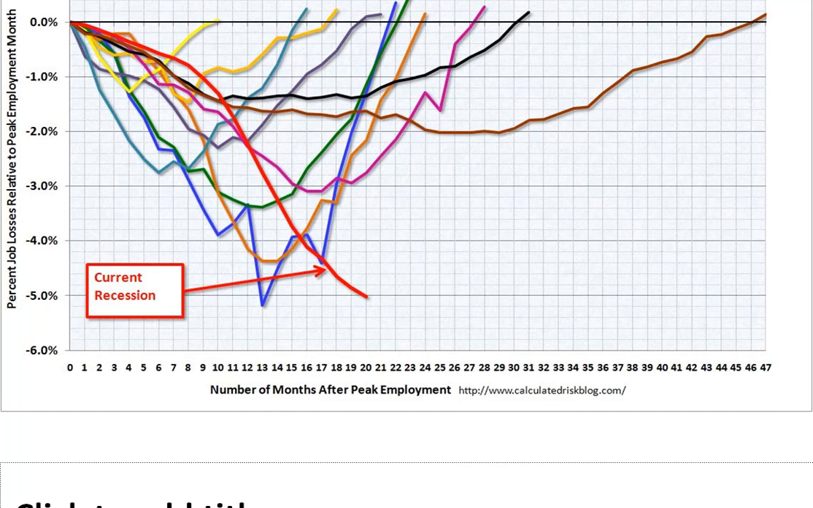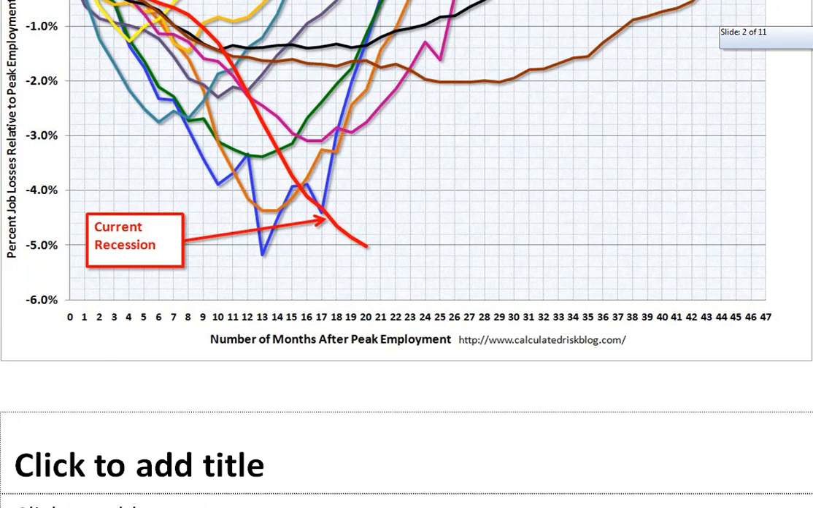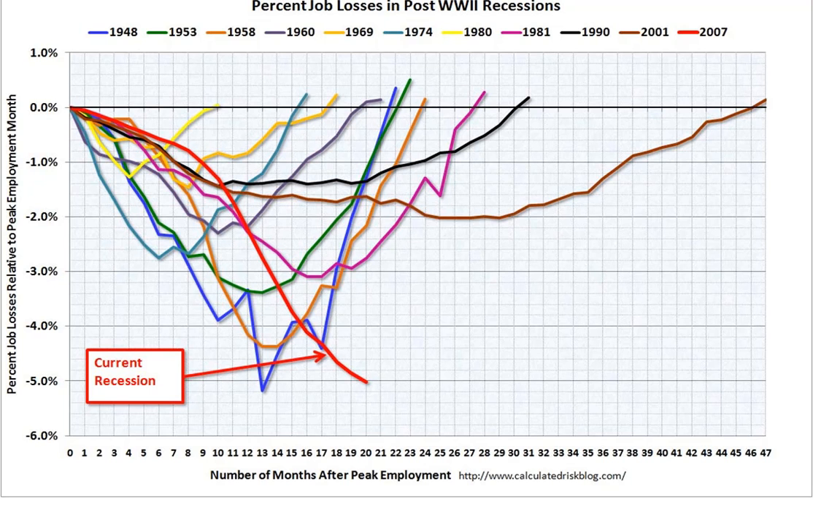But before we get there, let's take a look at percent job losses in post-World War II recessions. What you can see is the current recession here. There is a very, very steep drop-off. So what does this represent? Well, on the y-axis we're looking at the percent of job losses relative to peak employment month, and on the x-axis we're looking at the number of months after peak employment.